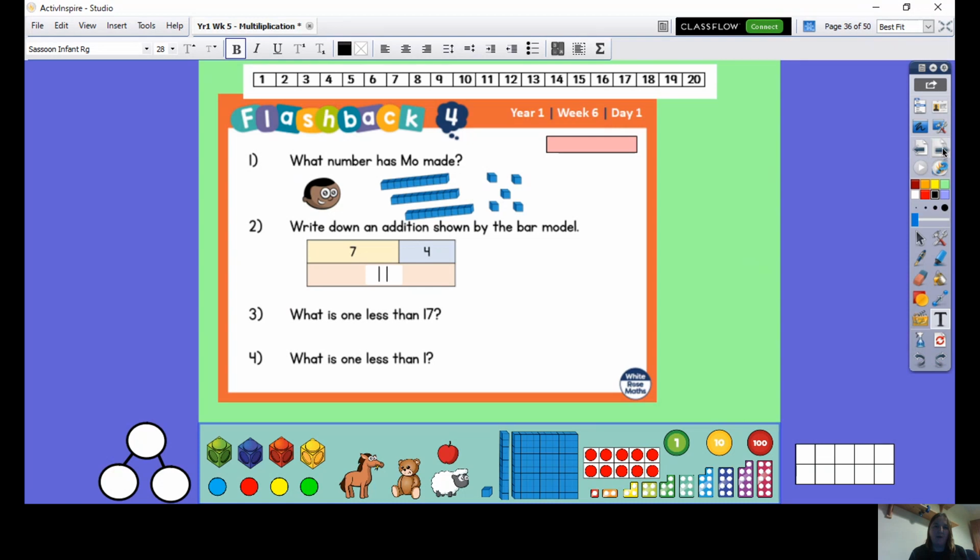Okay, so have a little look at these questions. What number has Mo made? So look at the 10s and the 1s. What number has he made? Write down an addition shown by the bar model. So what add sum can we make? What is 1 less than 17? What is 1 less than 1? Okay, so pause the video there and have a little go at that.